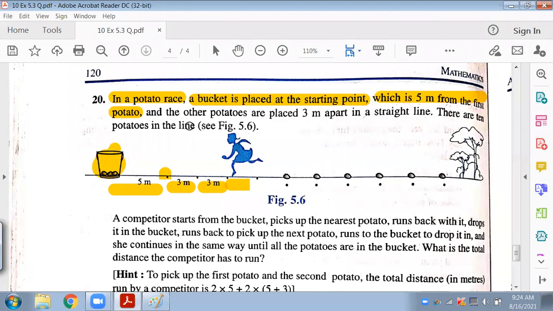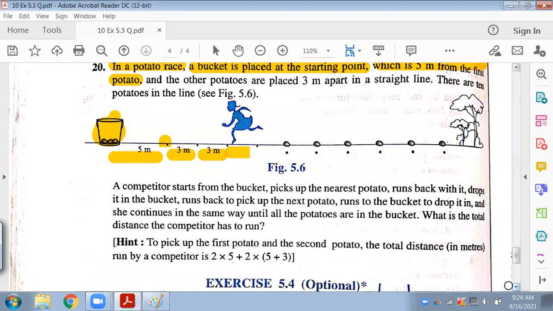There are 10 potatoes in a line. The number of potatoes in a line is 10. Leaving the first, the distance between the first potato and the basket is 5 meters, but the rest are placed at a distance of 3 meters from each other. Okay.